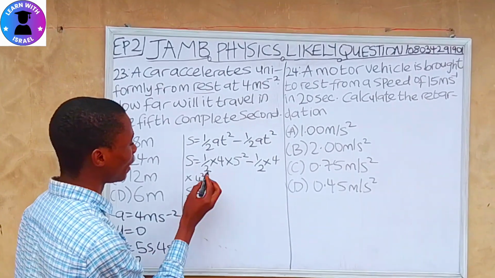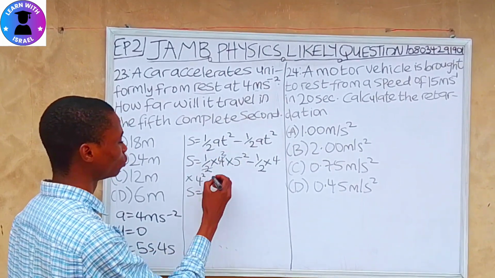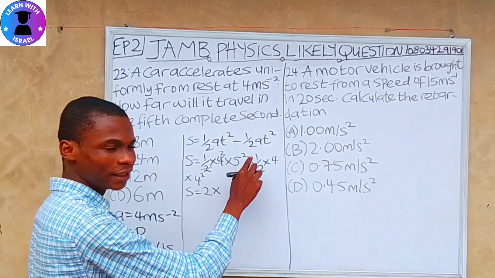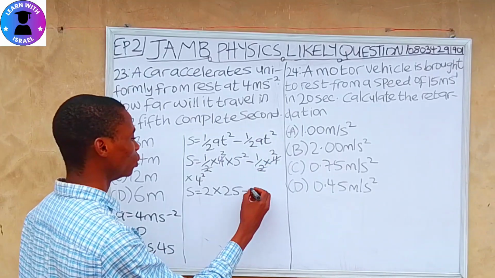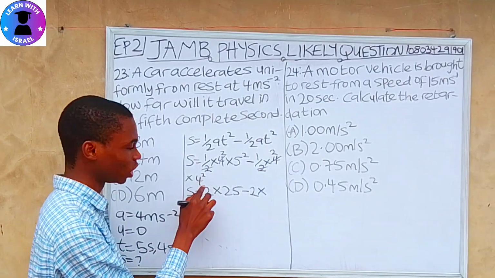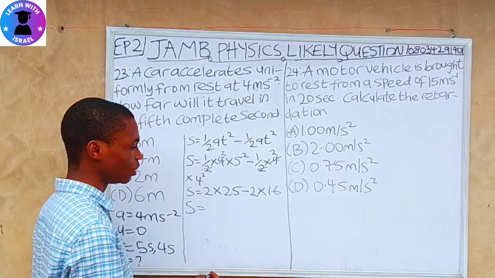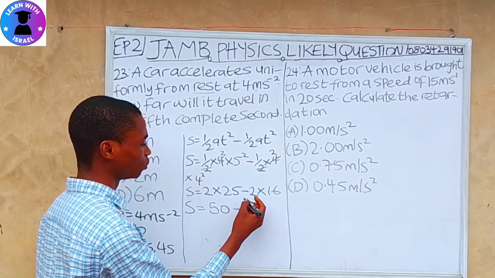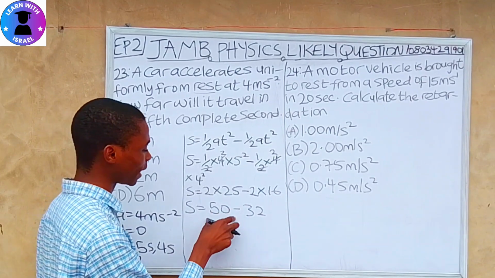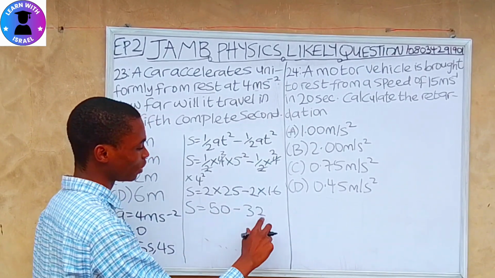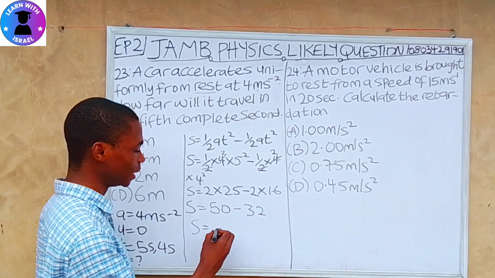So let's solve. 1 over 2, 2 cancel 4, so we are left with 2. So we are now left with 2 multiplied by 5 square, which is 25, minus 2 multiplied by 4 square. What's 4 square? 4 square is 16. So our distance equals 2 multiplied by 25, which is 50, and 2 multiplied by 16, which is 32. So now let's subtract the 4th second from the 5th second so we can derive our distance.